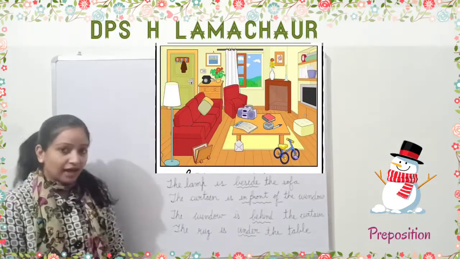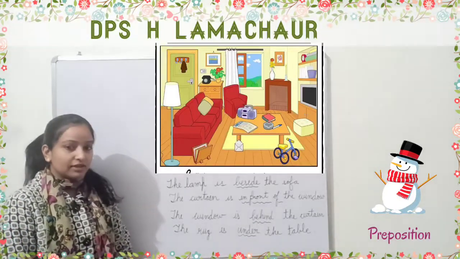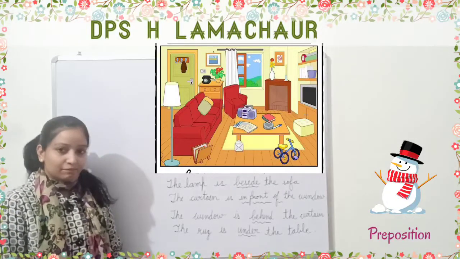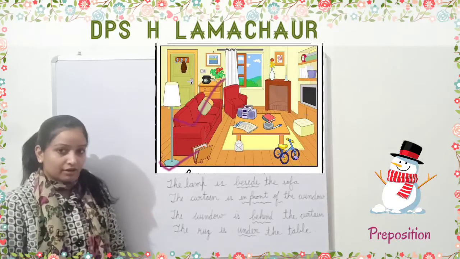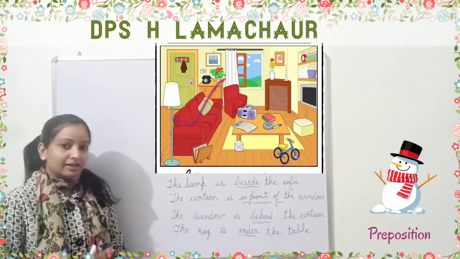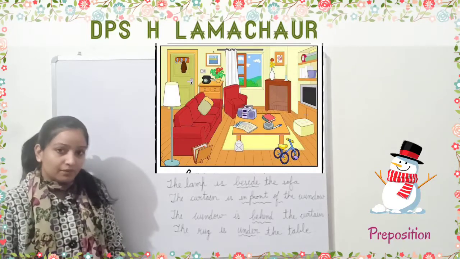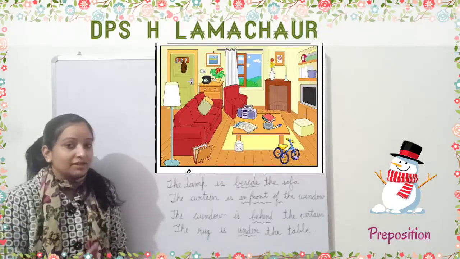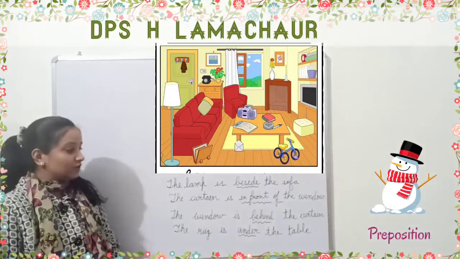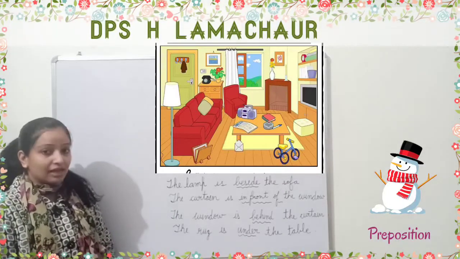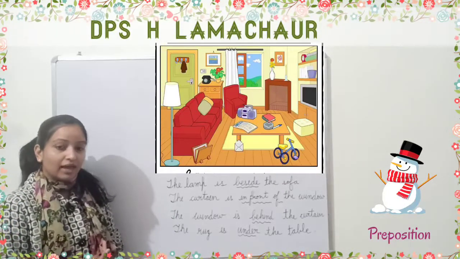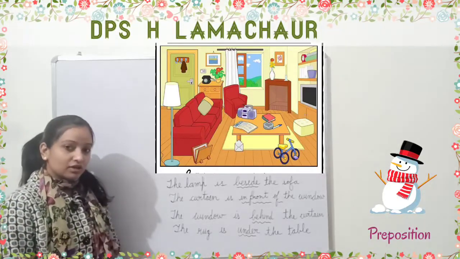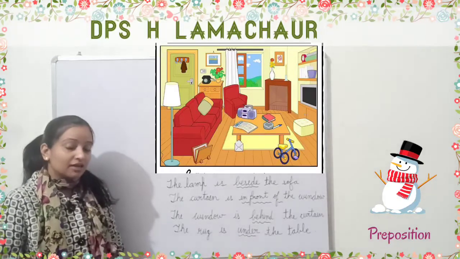The lamp is beside the sofa. Here the preposition is beside. Here you can see in the picture, where is the lamp? Here. And where is the sofa? Here. As you can see in the picture, the lamp is on the side of the sofa. So whenever we talk about something that is on the side of something else, then we use beside. Here you can see that the lamp is next to the sofa. So right next. In such a case we use beside when something is on the side.